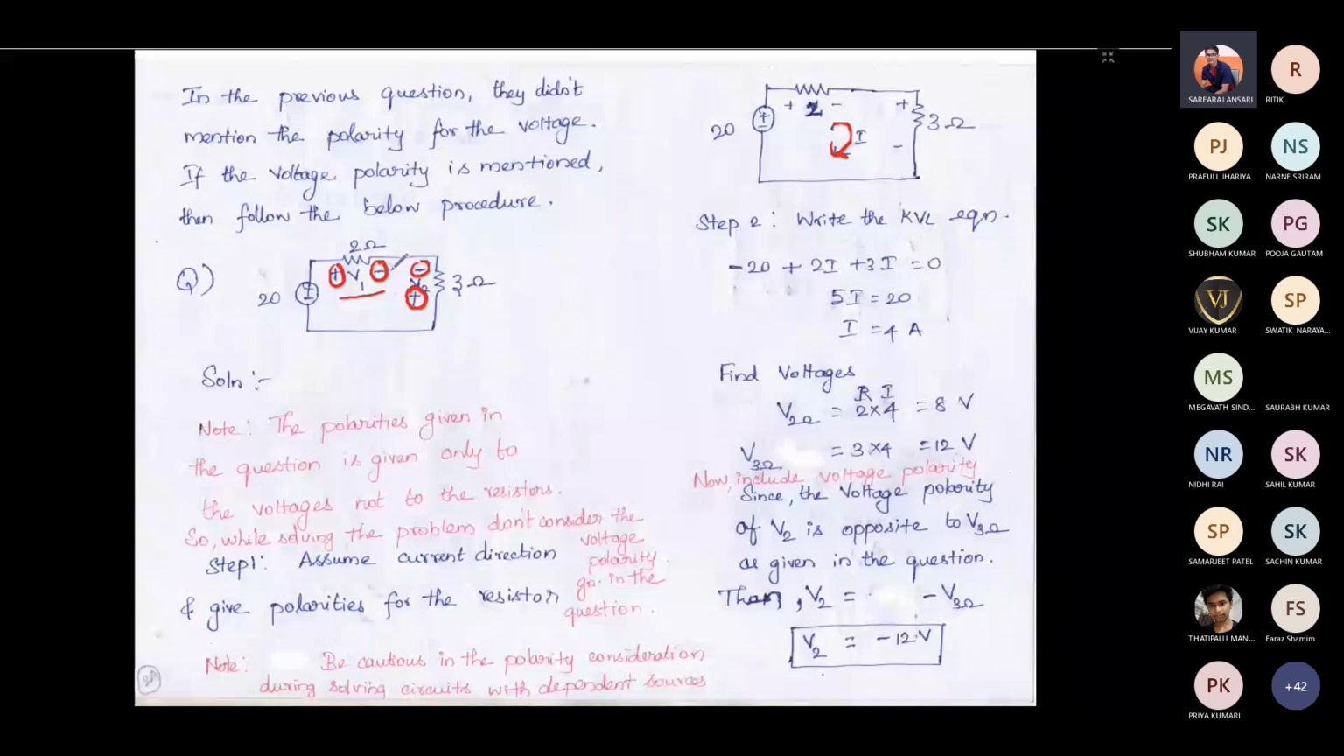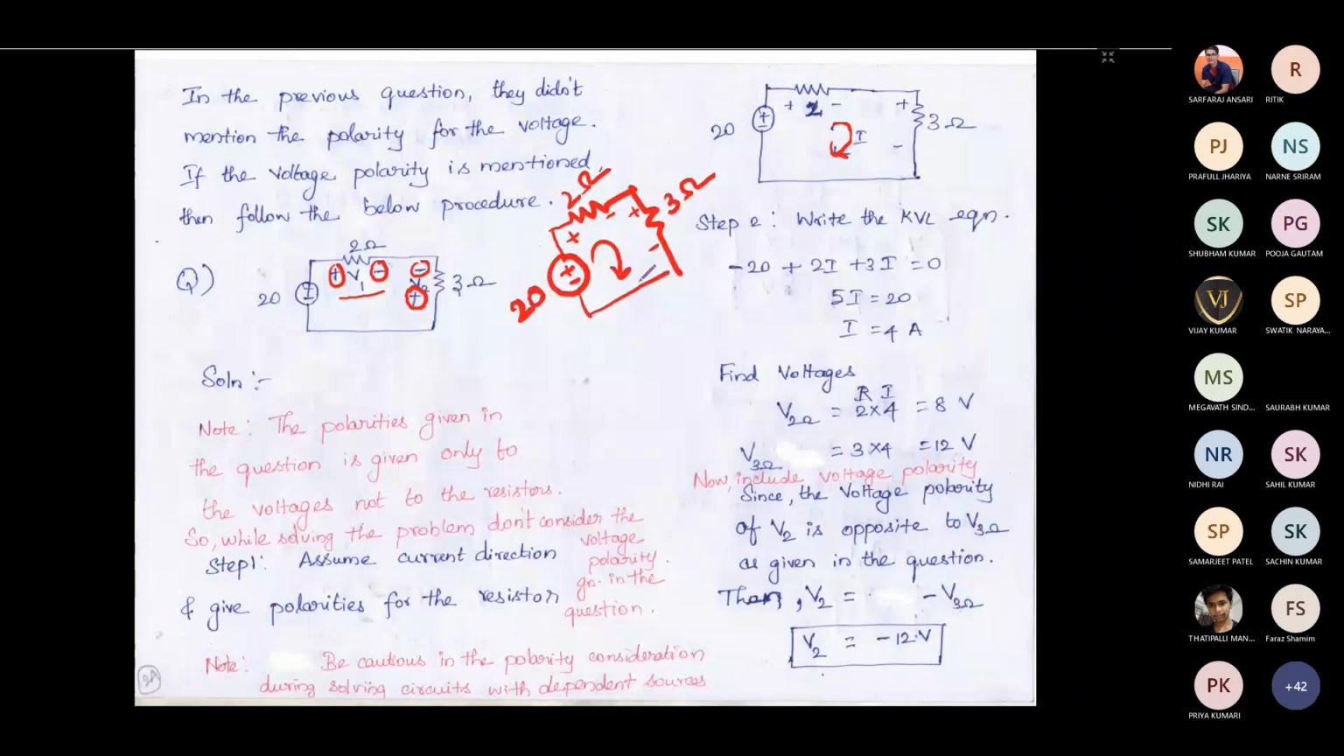Okay. So when you solve the circuit, you solve it like how you know the very basic thing. The circuit is like this. Again, you assume the current direction. This is 2 ohm and this is 3 ohm. This is 20 volt. For this circuit, you assume the current direction like this and you find the voltage. Already from the previous questions, we have found I is equal to 4 ampere for this circuit. Now what is the voltage across these individual resistors?